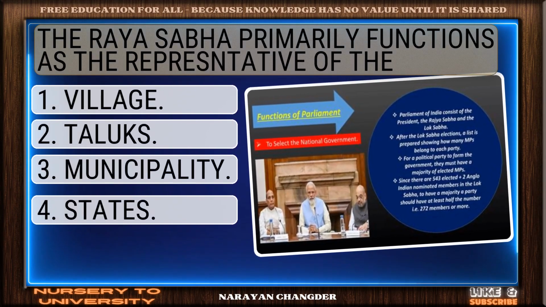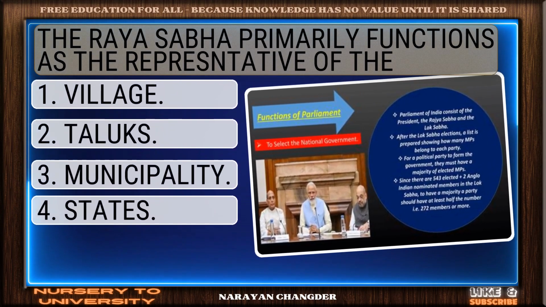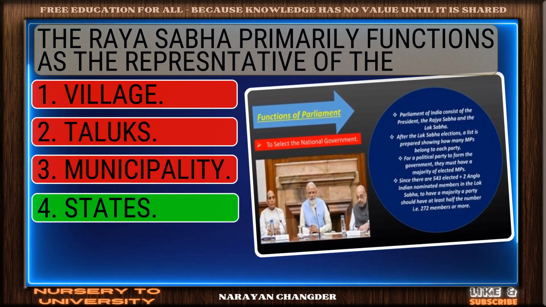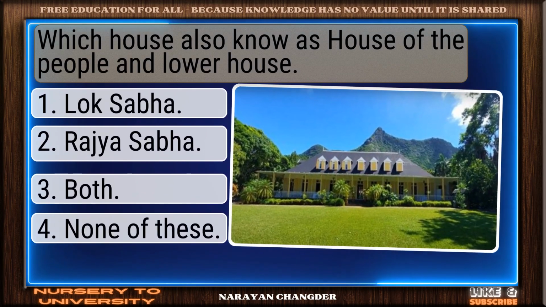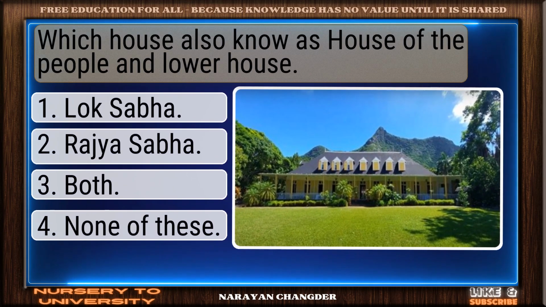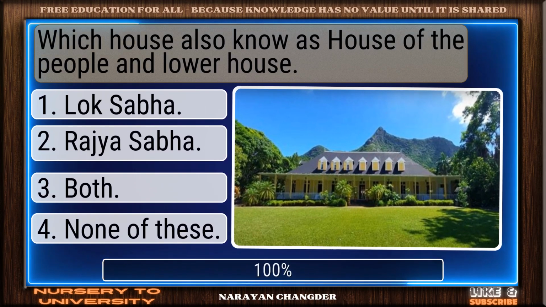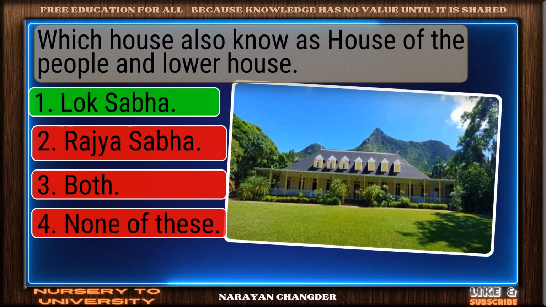Question number 78. The Rajya Sabha primarily functions as the representative of the. You chose states, and it is correct. Question number 79. Which house also known as House of the People and Lower House? On track. Lok Sabha is the correct answer.